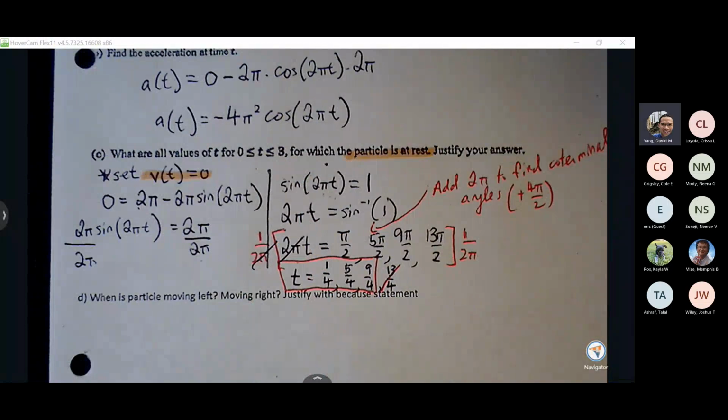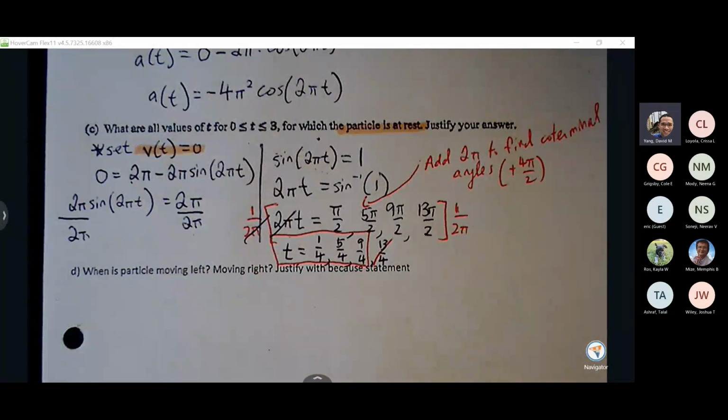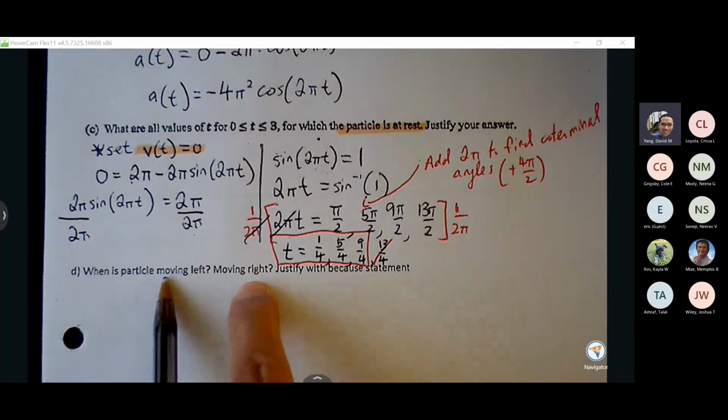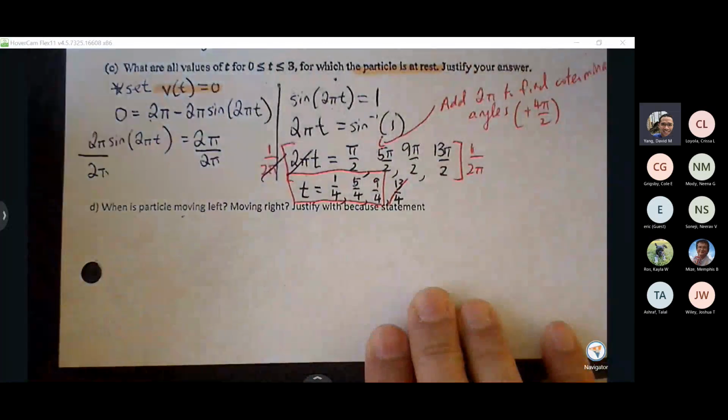These are finding particle values where a particle is at rest, but these are also critical points that's going to help us populate our velocity sign line. Okay. So part D, when is the particle moving left, moving right? We have to still create our velocity sign line because we need to populate the sign line, test each interval, get our positives and negatives on our sign line going before we can read it, right? So we have some more work to do before we can interpret our intervals.